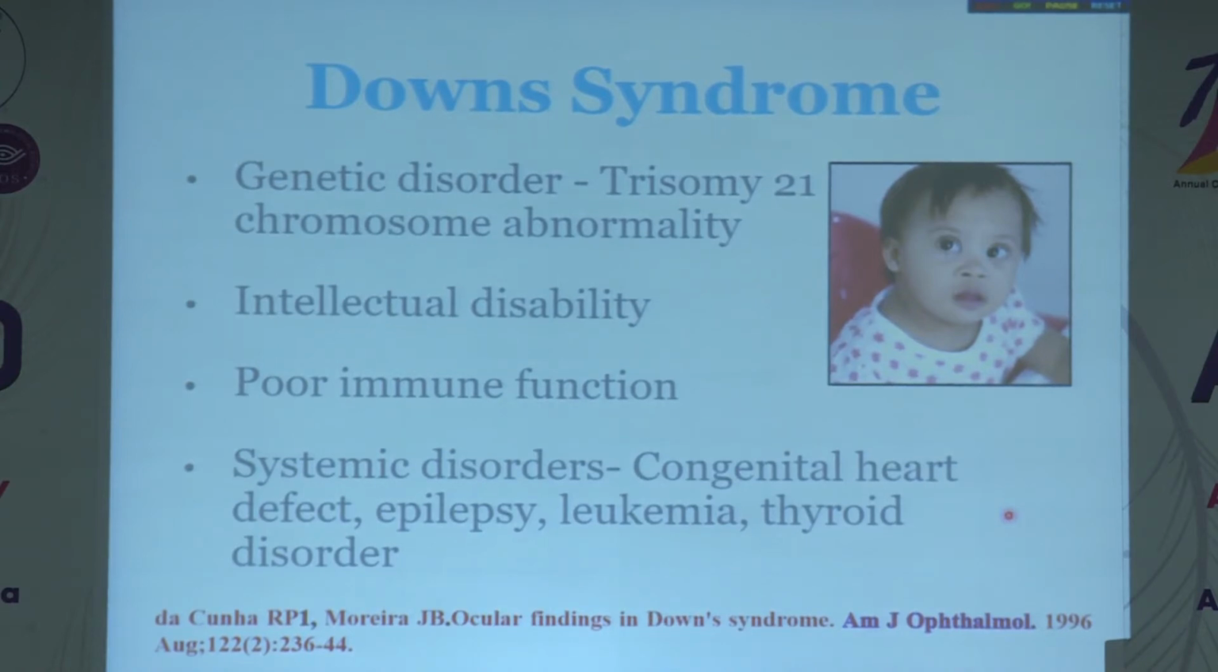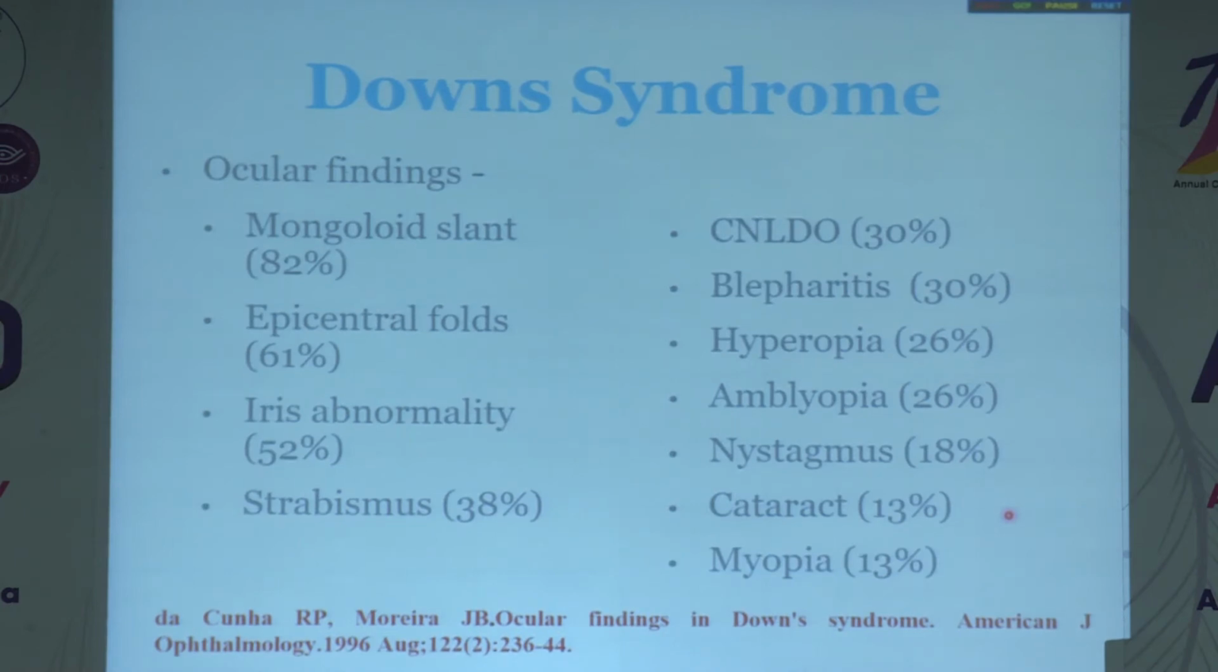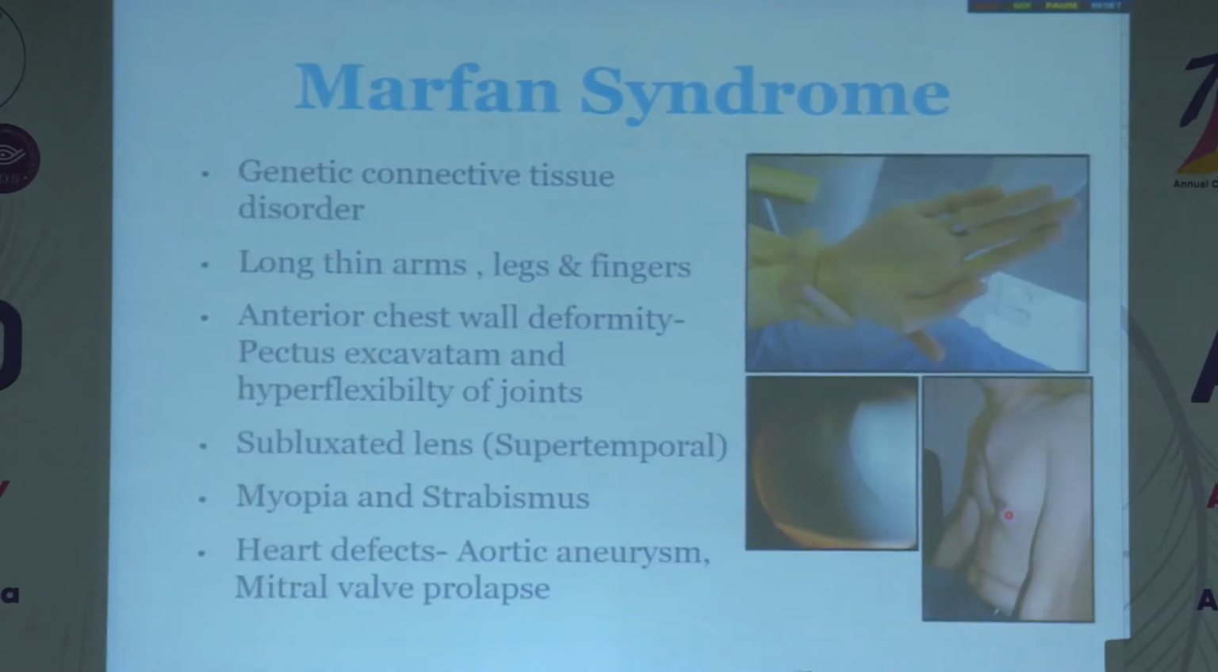The children have intellectual disability, poor immune function, and systemic disorders, which is mostly congenital heart disease. They may have epilepsy, leukemia, and thyroid disorders. The most common ocular findings seen in Down syndrome are the mongoloid slant, epicanthal fold, iris abnormality, strabismus, congenital nasolacrimal duct obstruction, and refractive errors, cataract, amongst which myopia is reported to be around 13%.